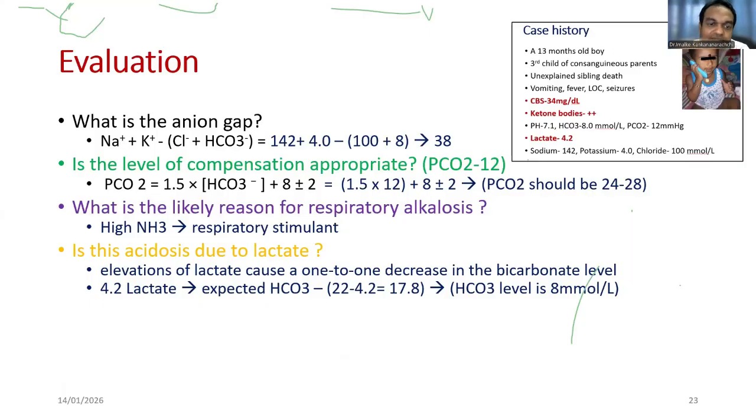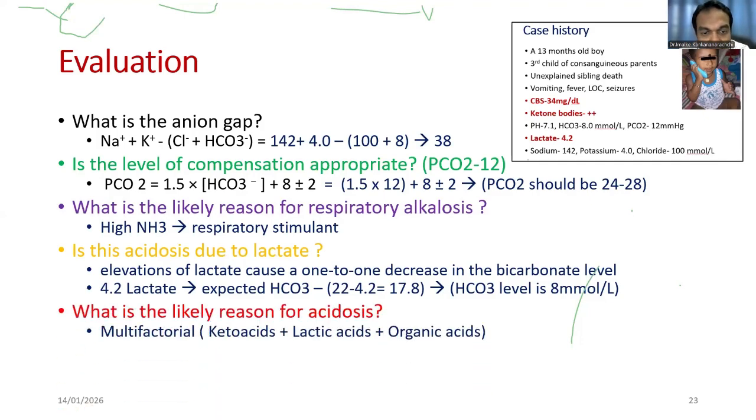I told you elevation of 1 lactate causes 1-to-1 decrease in bicarbonate. So 4.2 lactate means the bicarbonate should have been somewhere around 18. But here it is 8. That means other than lactate, some other acidotic particles are there inside the body. We all know now ketone bodies are positive. That means another acid, keto acid. And also with the high ammonia, organic acid.